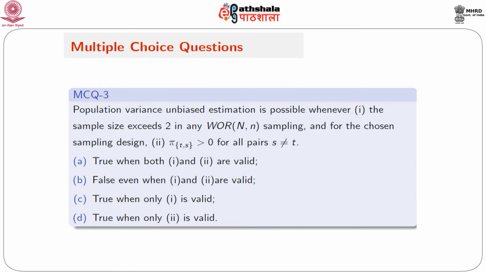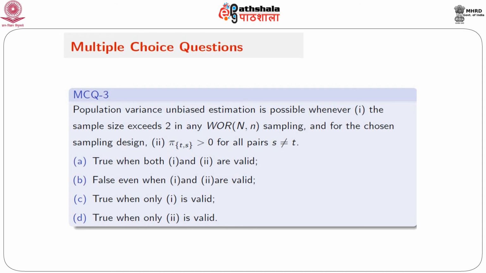Population variance unbiased estimation is possible whenever: 1. The sample size exceeds 2 in any without replacement sampling design, and for the chosen sampling design, 2. pi TS is more than 0 for all pairs S not equal to T. True when both 1 and 2 are valid? They are giving several options. Very good. The first one refers to sample size exceeding 2 and the second one refers to, for all pairs S and T, the joint inclusion probability pi ST being strictly positive. And they wanted to know whether the population variance can be unbiasedly estimated, with so many options given. Okay? So you know how to go about it. Interesting. Do I have anything else?